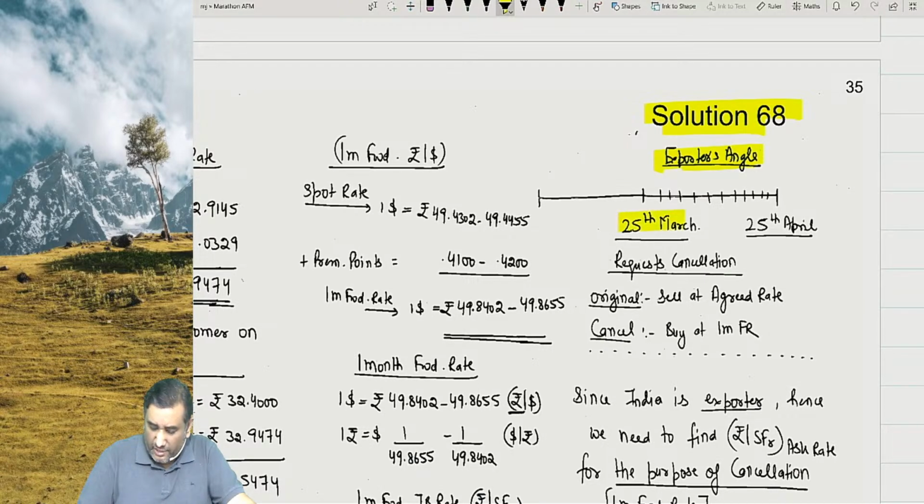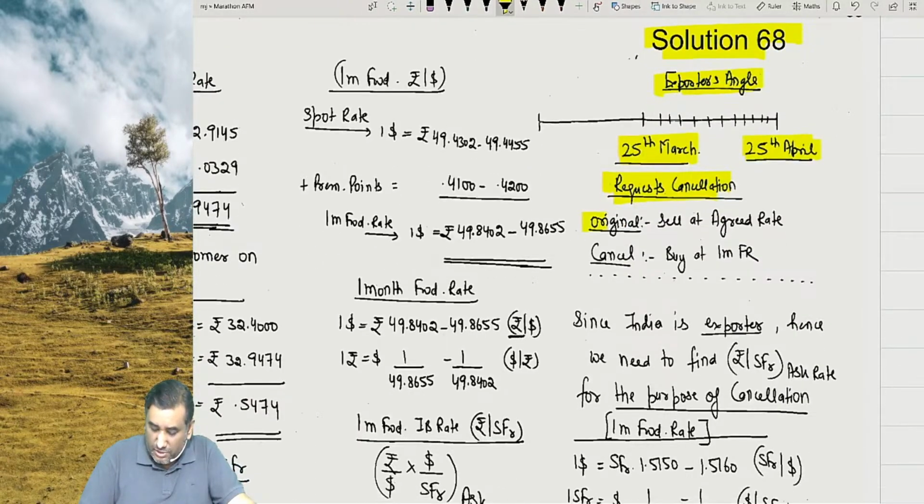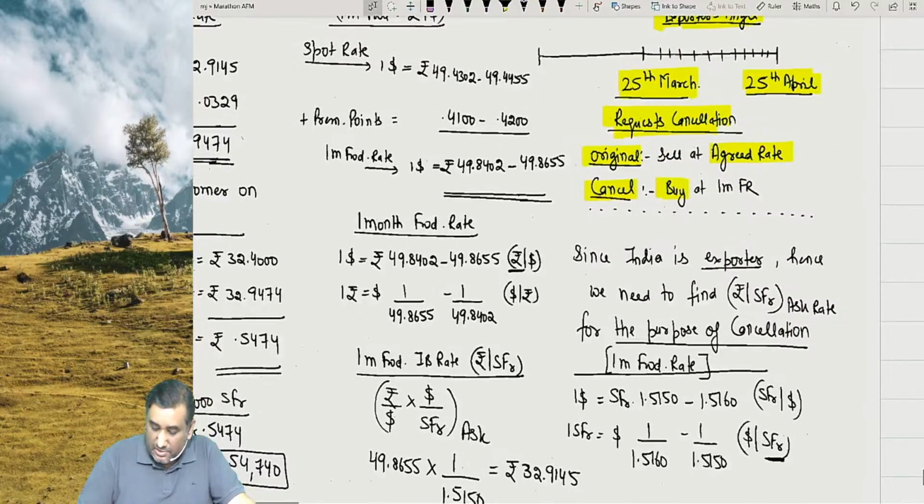Quoted on 25th March, 25th April was due date. He requests cancellation. Original contract, sell at agreed rate, cancel, buy at 1 month forward. Since India is exporter, hence we need to find rupee per Swiss franc ask rate for the purpose of cancellation. Words are very clear. It's not the exporter finding a new rate, it's the exporter cancelling. So the exporter's original contract was sell. He will do the selling agreement with what? Buy. Since you do it with buy, for the purpose of cancellation, you will find what rate? Ask rate.